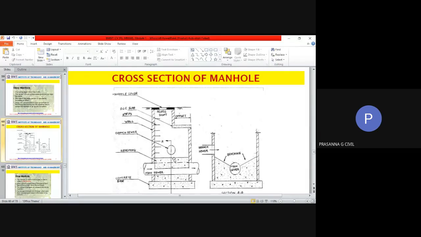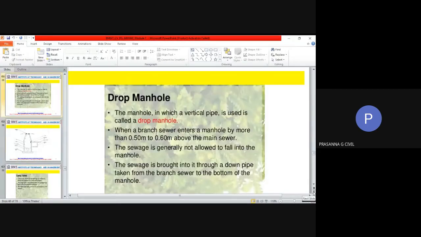Now, in this case, this drop is very negligible. I mean, they are meeting relatively at the same level. In that case, we call those manholes wherein the branch and the main are meeting at relatively the same level the normal manholes, or just simply manholes. But you have another category of manholes called the drop manhole.